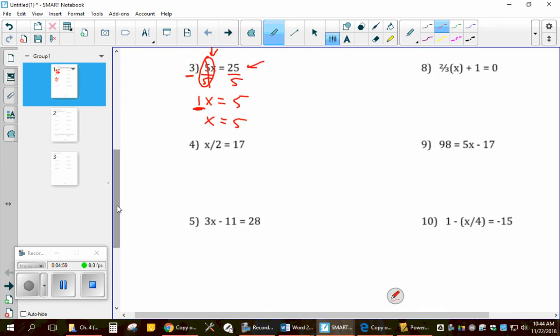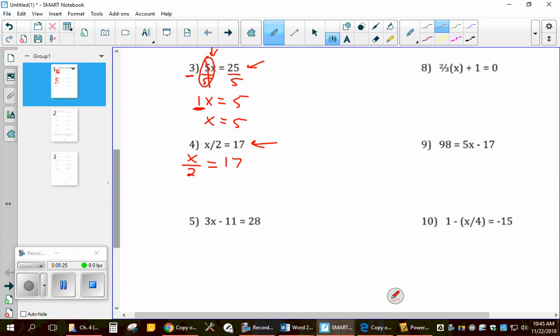Okay, number 4. All right, so first thing I'm going to do, this is kind of the way that you write some equation on a computer. It's not the best way to see it written. So very first thing, if you guys see this line like the dash that means divide, I'm going to rewrite that right off the bat as x over 2 is equal to 17.